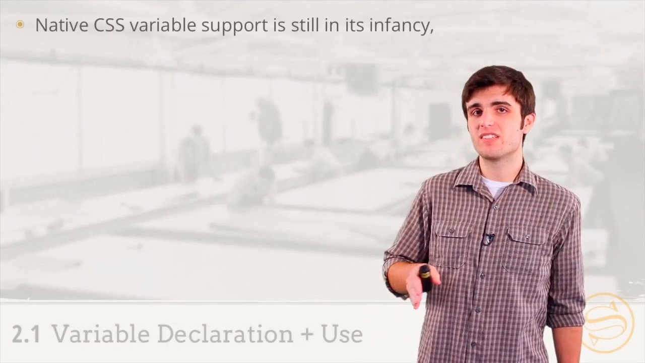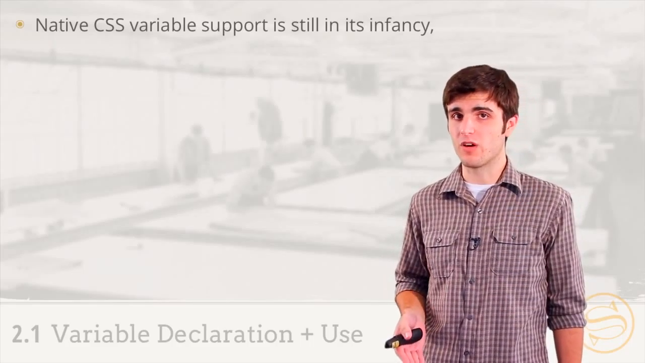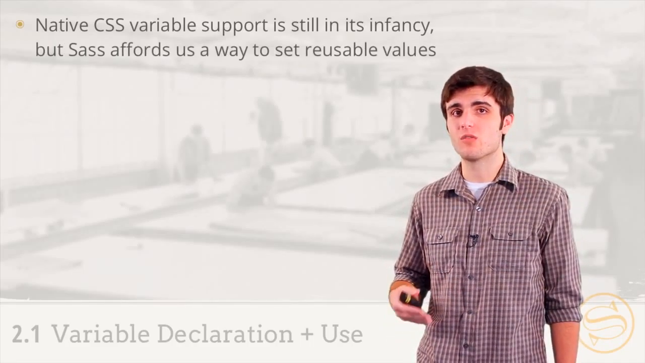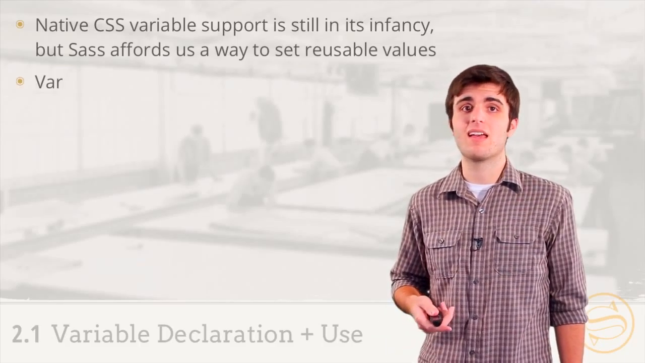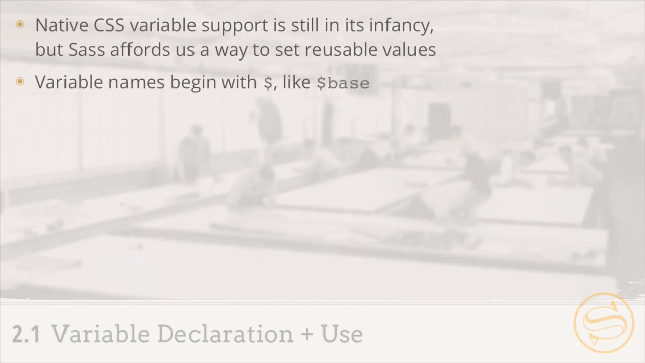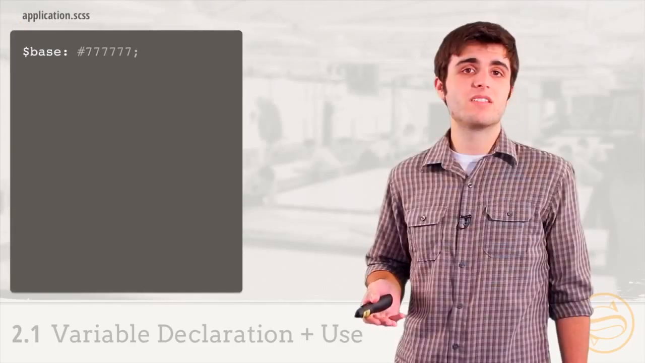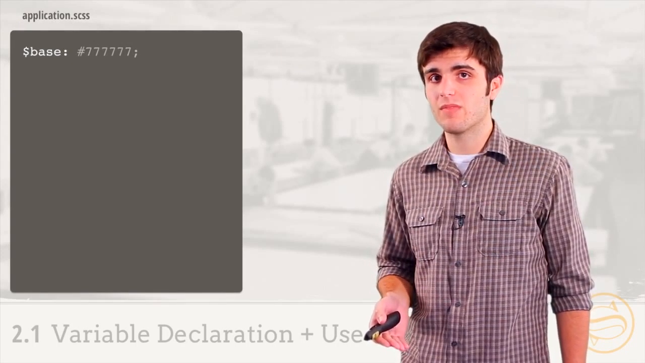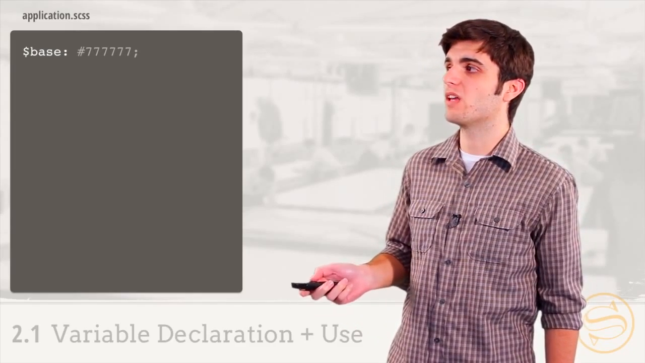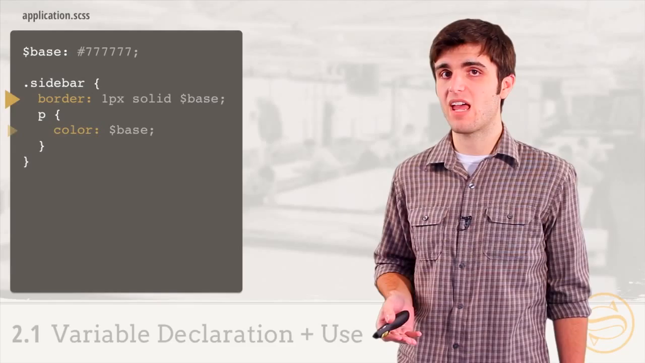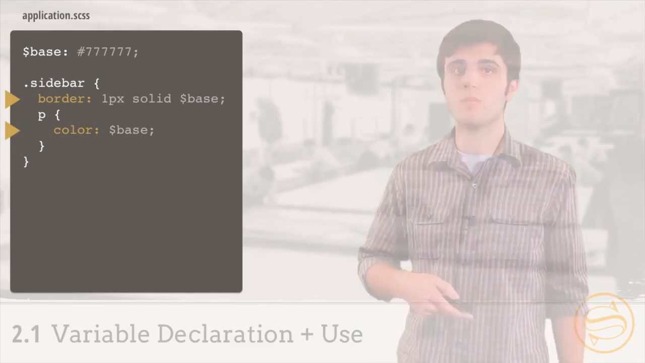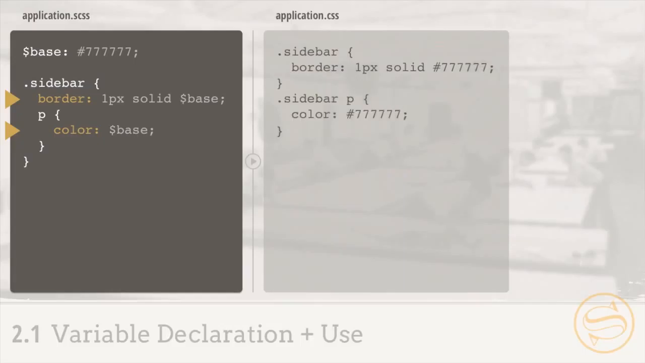So eventually the CSS spec will natively support variables, but for now, Sass affords us a way to use these bits of recallable information. In Sass, we define a variable with a $ sign followed by the name. So here you can see we're defining a base variable and giving it a color value. Then within our Sass code, we can call base by just using the name and any value, and that color code that we gave it initially will be inserted when we compile to our CSS file.